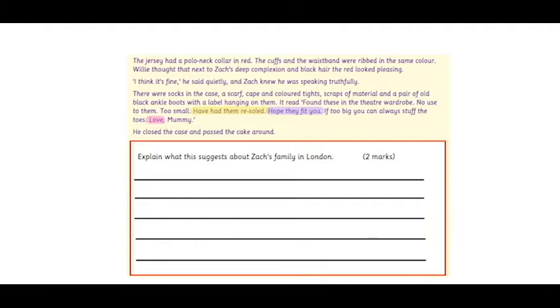So my point is that Zach's family in London are really loving and kind. I know this because his mum has bought him some presents. She also was really thoughtful by having the shoes resoled, and she says, "hope they fit you." She really wants Zach to like the present. She signs off saying, "love, Mum."